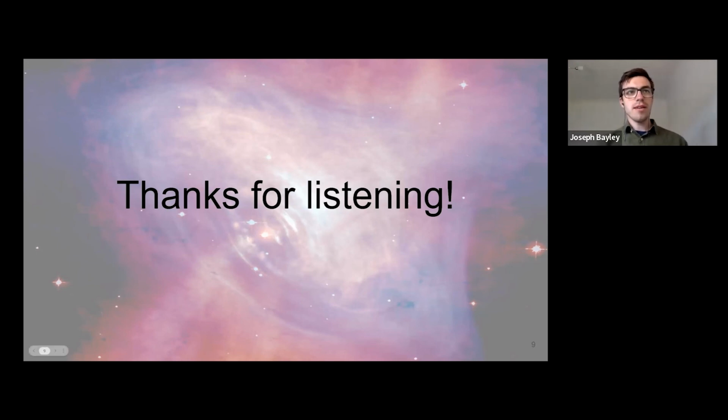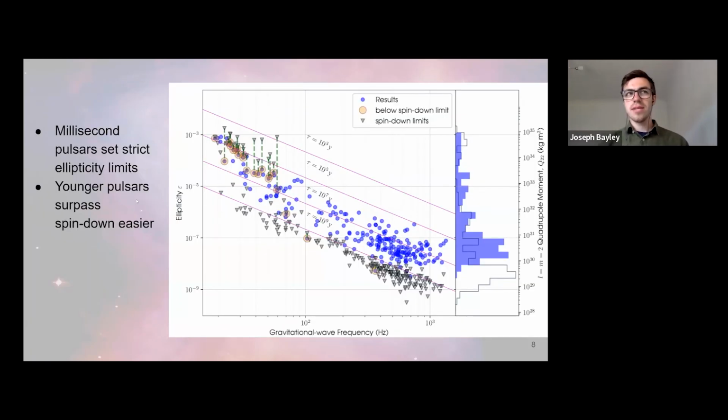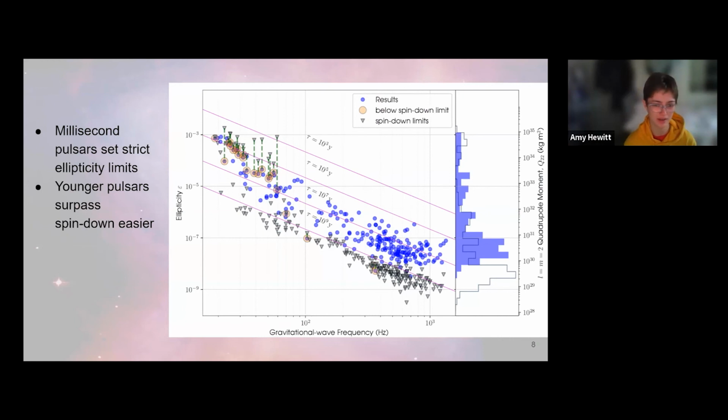So I can't see any right now, but while people are typing them out, do you have an idea of how many would pass that spin down limit in O4? I guess it's just a reduction in the sensitivity of the detector. Yeah. We'd hope to see a fair few more. I'm not sure exactly the right number, but every time we do analysis like this, we end up getting a few. It's only been recently that we've had millisecond pulsars surpass their spin down limit. So I would definitely hope to see a lot more of those.